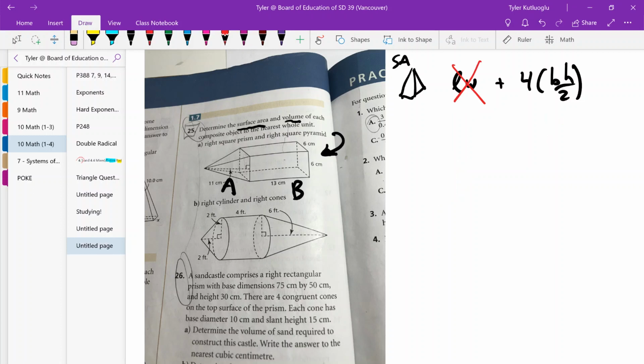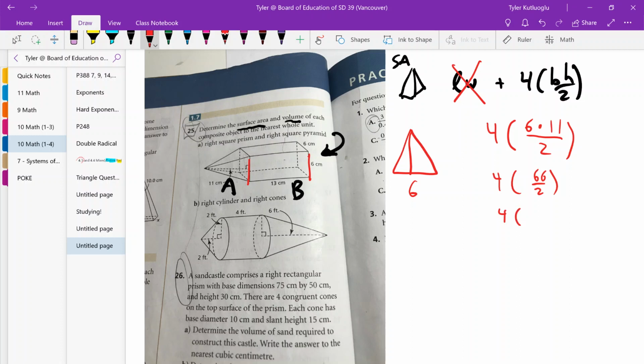So to calculate it, I'm going to sub in the numbers that I know. So for those triangle faces like this, the side length right there is 6 because we know that this is 6, this is 6. And then I need the length of that part of the triangle, the slant length. It gave it to us as 11. So I'm just going to sub in the numbers. 4 times 6 times 11 over 2. So that's 4 times 66 over 2. 4 times 33. And that gives you 132. So that's the surface area of the triangular part, the pyramid part.